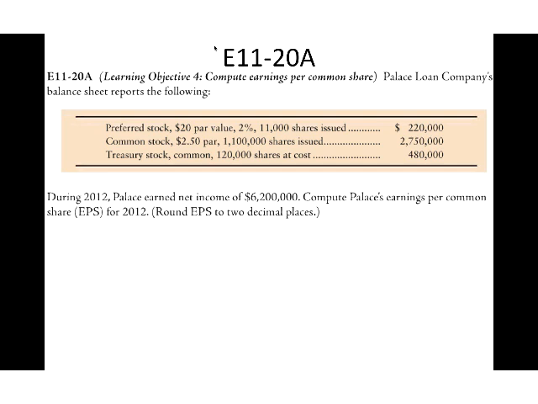So we're given the par value, the percentage, and how many shares were issued. Common stock, we're given the par value, the number of shares issued, and the equity value. And then below that, treasury stock, common. So that's just telling us we bought our own stock back. It's called treasury stock, and 120,000 shares at cost.